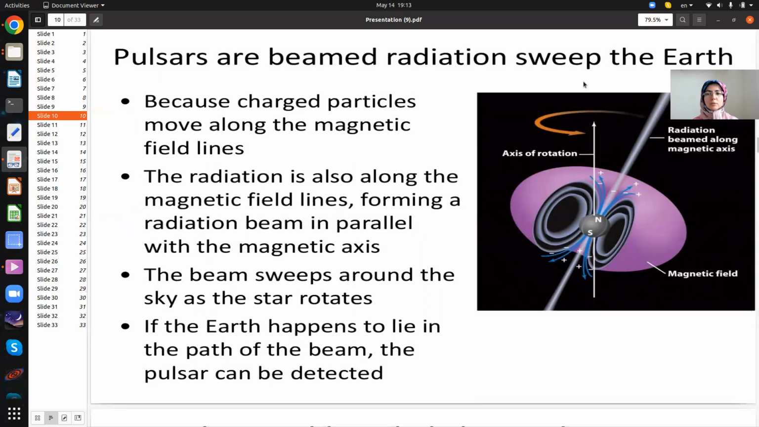Pulsars' beamed radiation sweeps the Earth. Because charged particles move along the magnetic field lines, their radiation is also along the magnetic field lines, forming a radiation beam parallel to the magnetic axis. The beam sweeps around the sky as the star rotates. If the Earth happens to lie in the path of the beam, the pulsar can be detected.